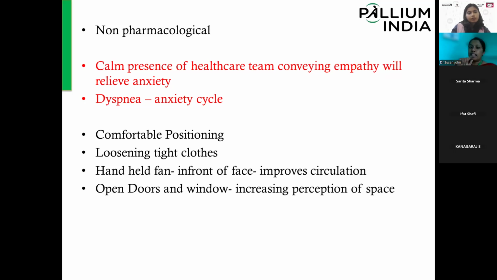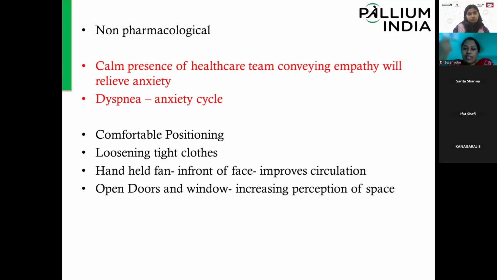I already told you about the dyspnea anxiety cycle. When the anxiety increases, breathlessness increases. So when we reduce the anxiety, it will reduce the dyspnea also. Comfortable position: most of the time, the patient is more comfortable in the propped up position. And you have to loosen tight clothes. If the patient is wearing tight clothes, you have to loosen them.